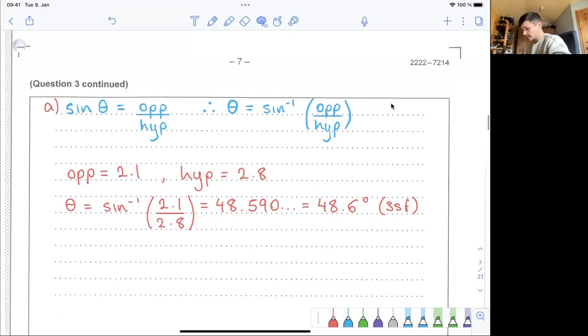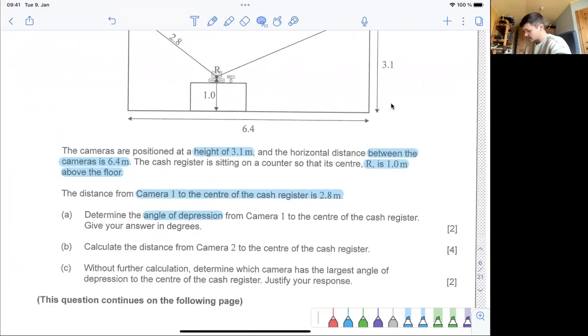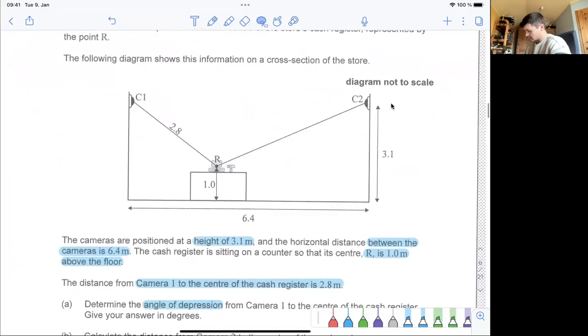On to part B. Calculate the distance from camera 2 to the center of the cash register. There are a couple of ways we can do this. The most efficient way will be to use the cosine rule. We can form a triangle with the length across C1 and C2, the distance between those, which we know from the question is 6.4. It's going to be the same as the distance on the floor, so that's 6.4 up here.